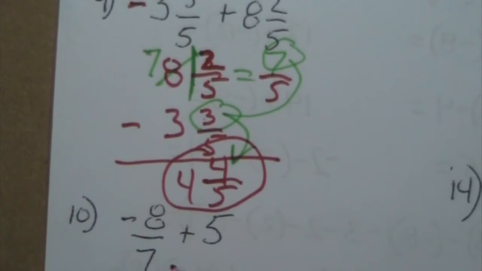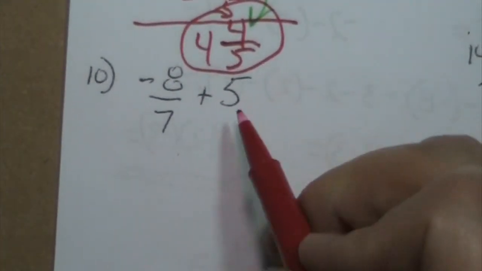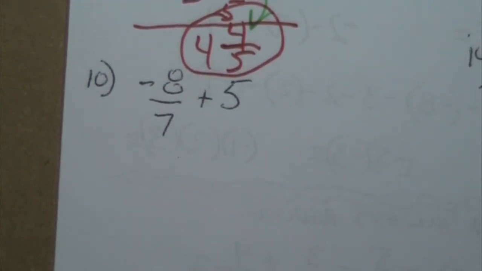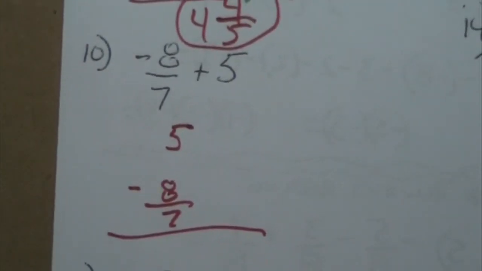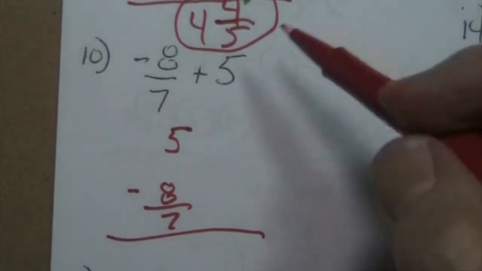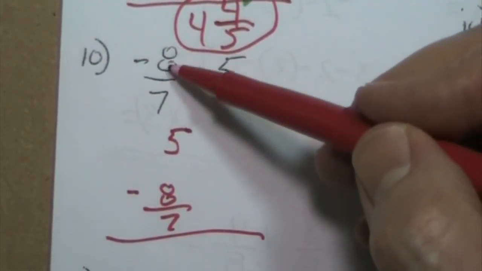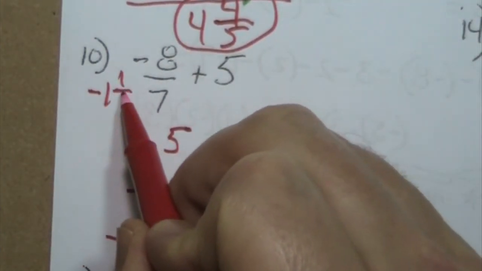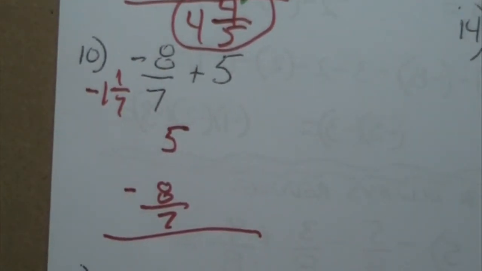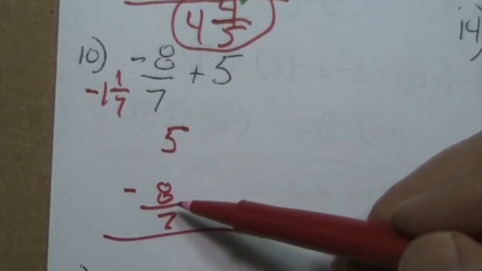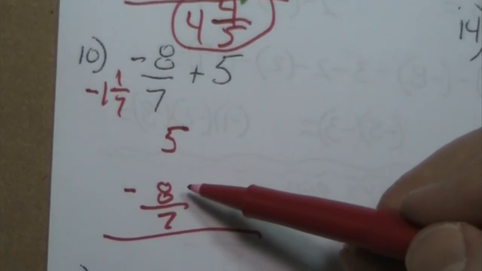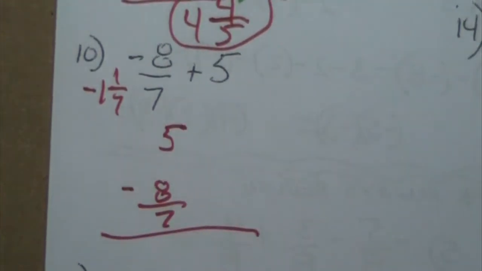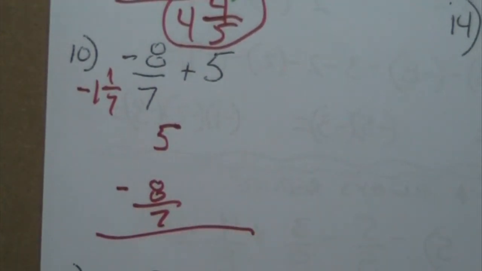Okay, the next one, number 10. 5 minus 8/7. Okay, some people can do this in their heads. Notice that 8/7 could be reduced to, that's actually negative 1 1/7. Okay, so that might be easier to do if you wish. But let's just say that I don't want to do it that way. Let's say I don't know that. And so what I'll do is I'll get a common denominator.